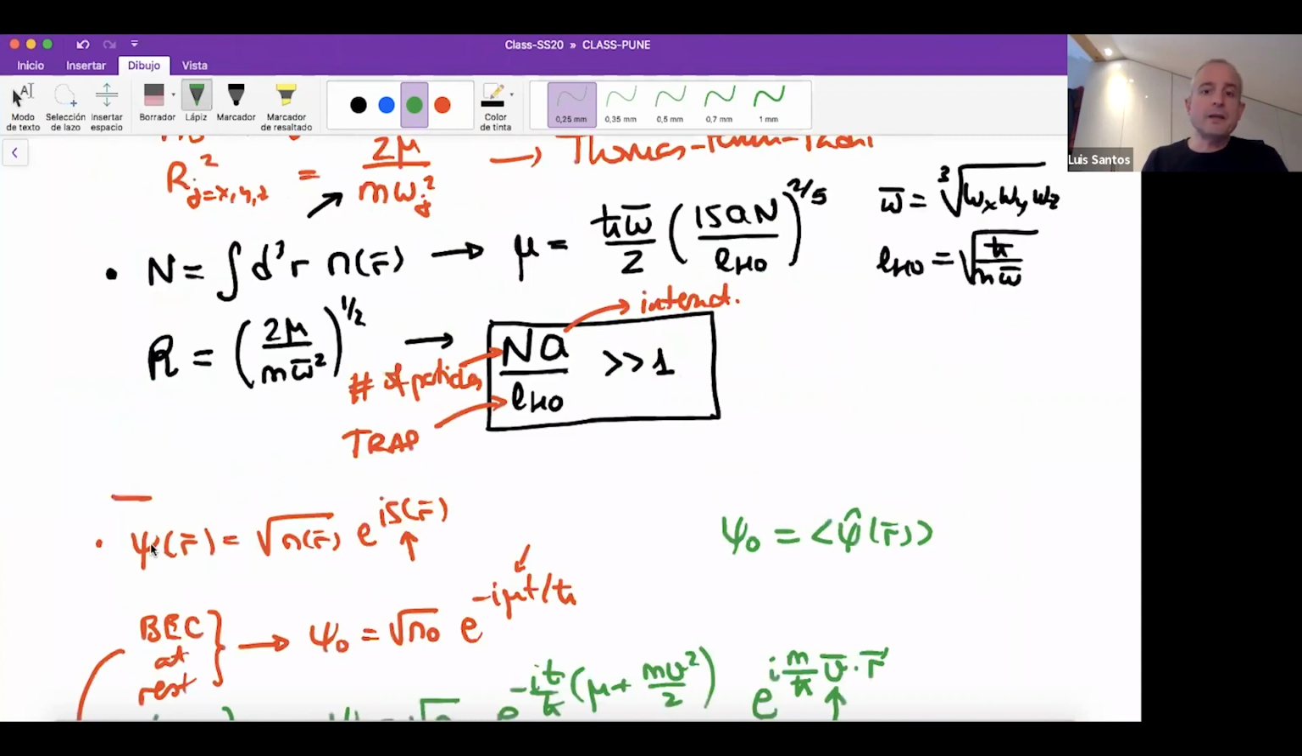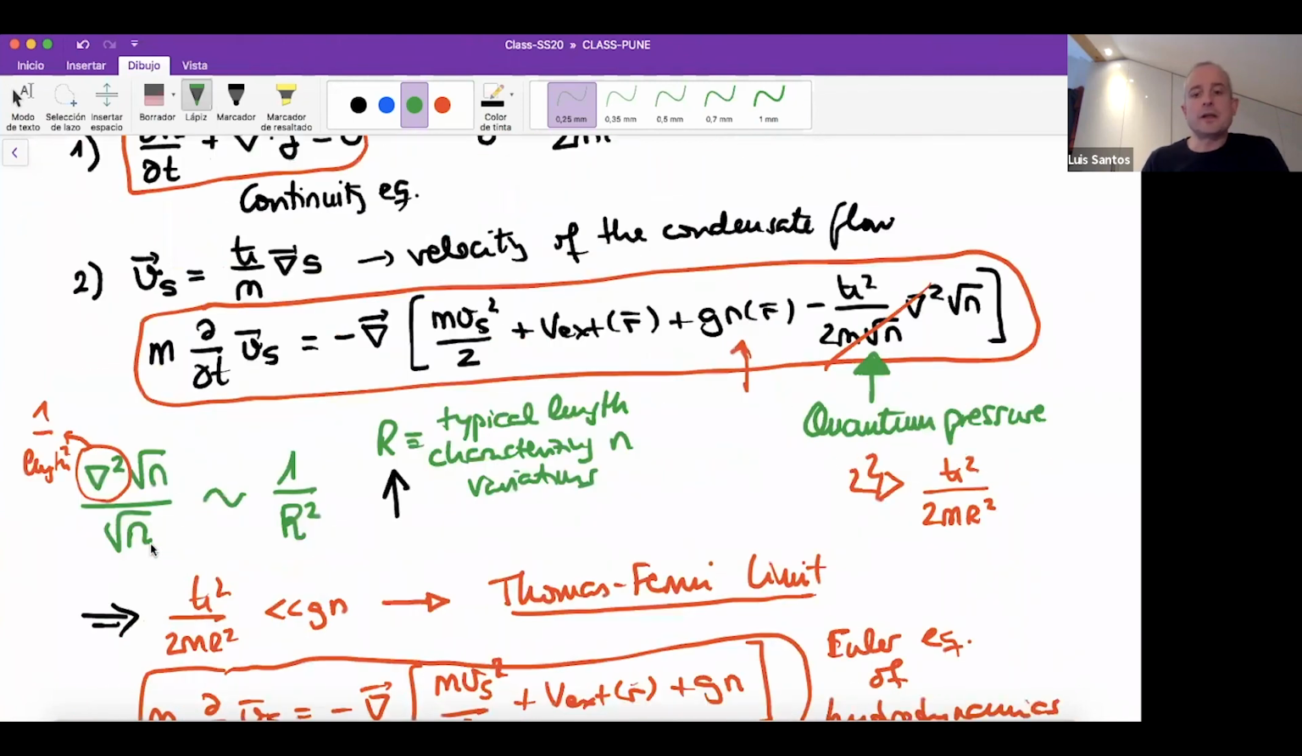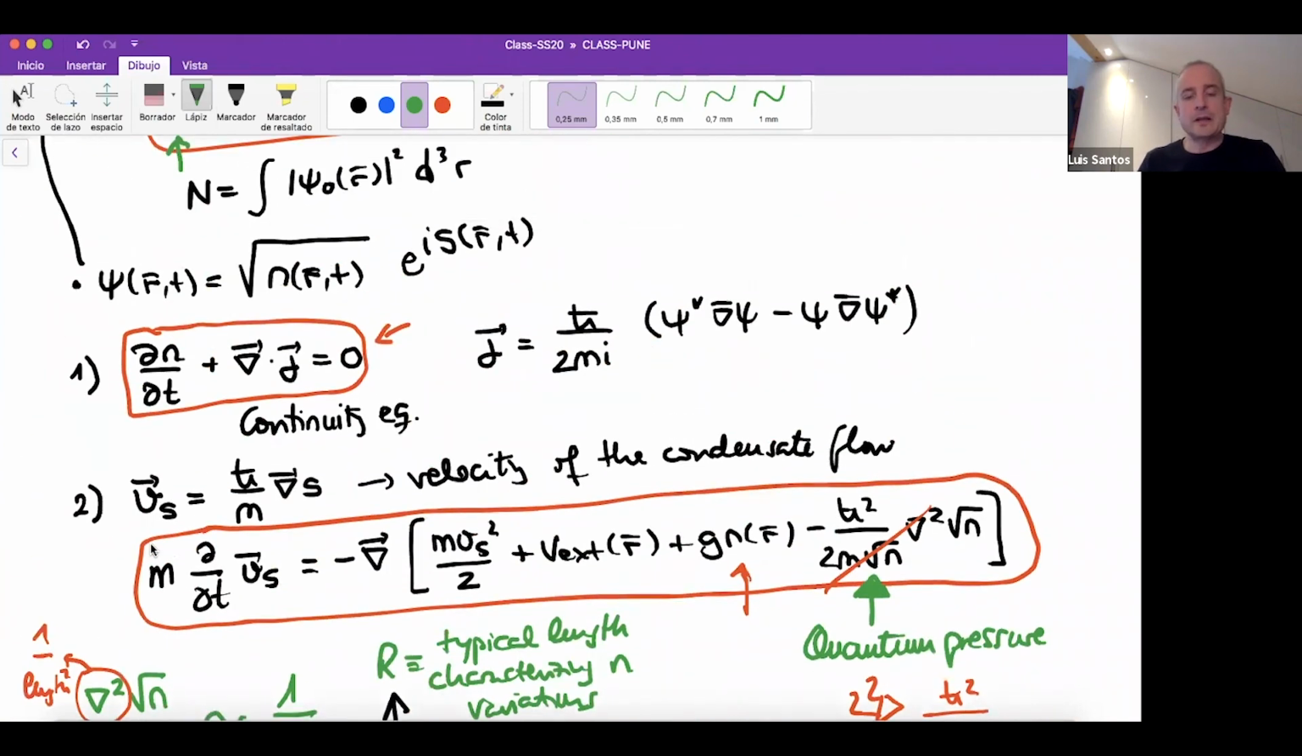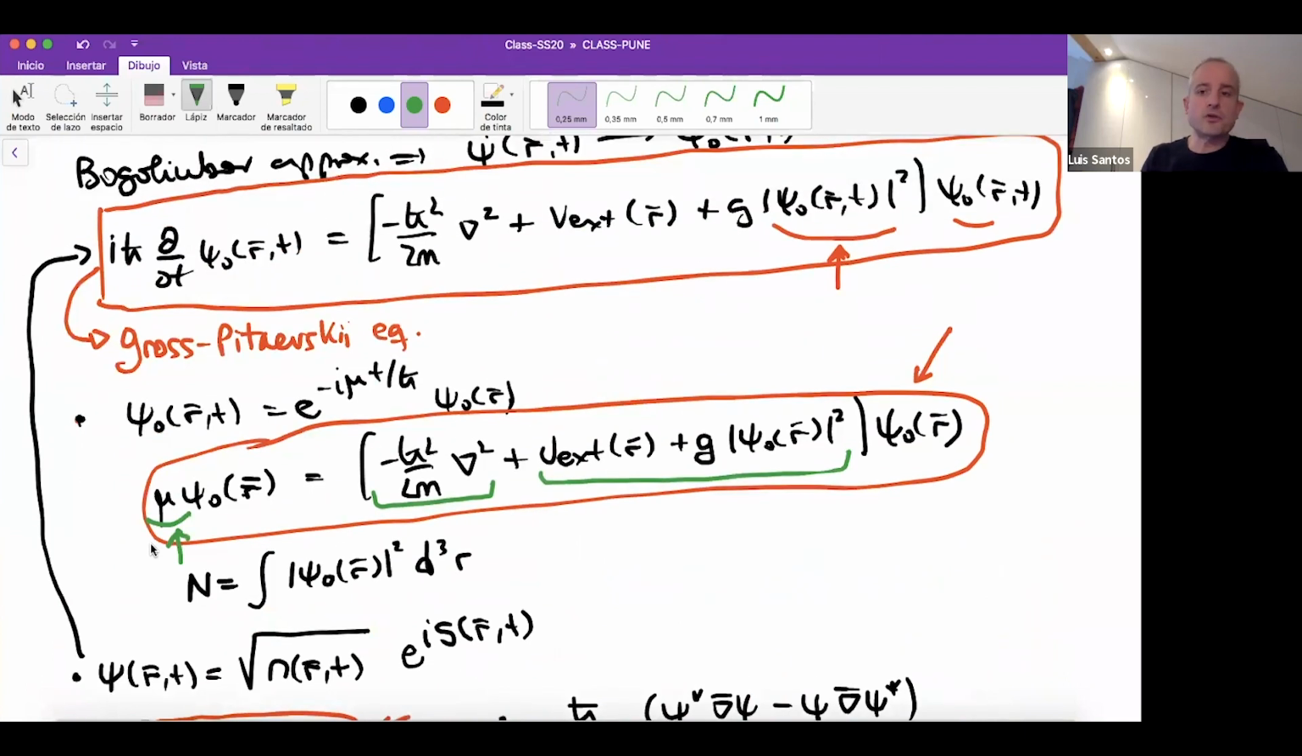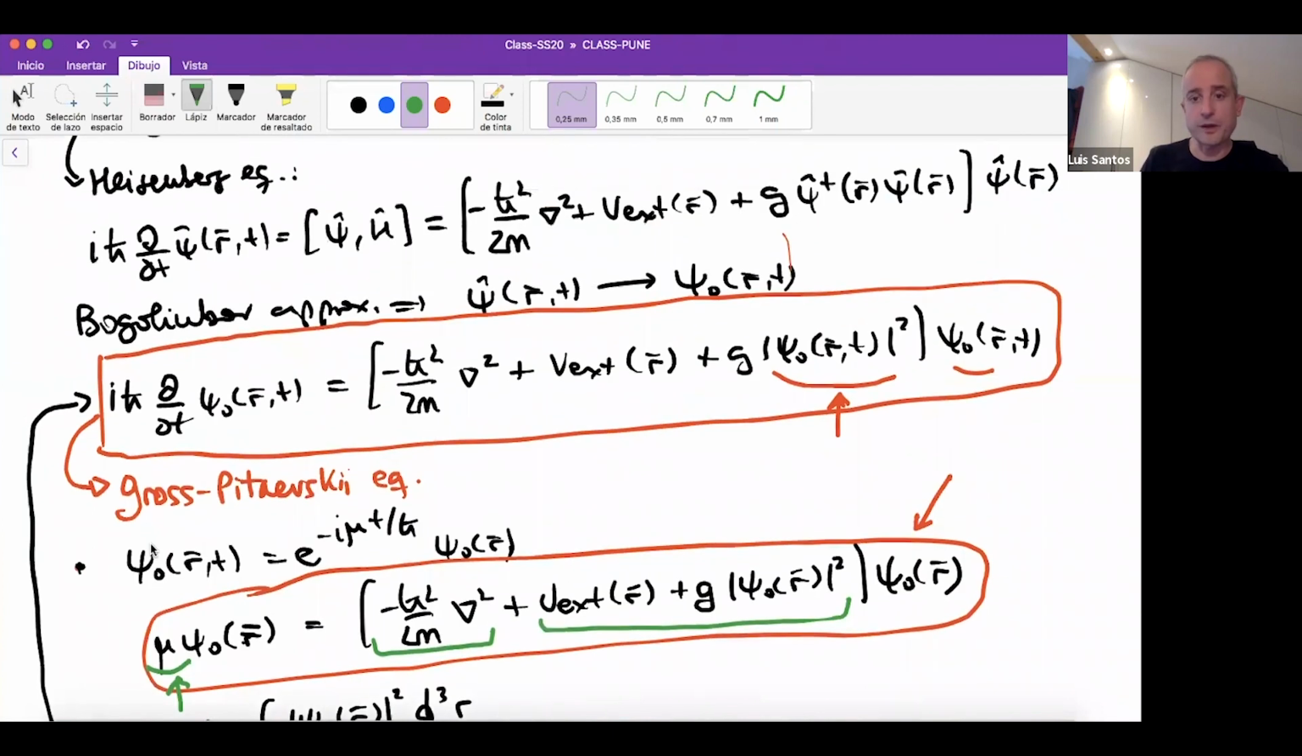Now, if you want to study this problem at finite temperature, and you start to approach the critical temperature, then this Gross-Pitaevskii equation is not enough. You need to incorporate also the effect of the thermal cloud, the thermal excitations, in a sort of self-consistent way. And this gives a much more complicated picture.